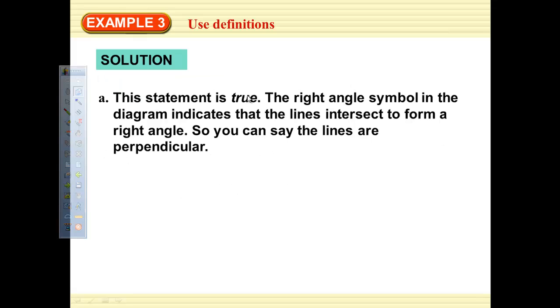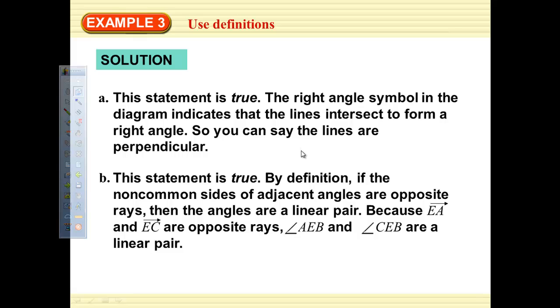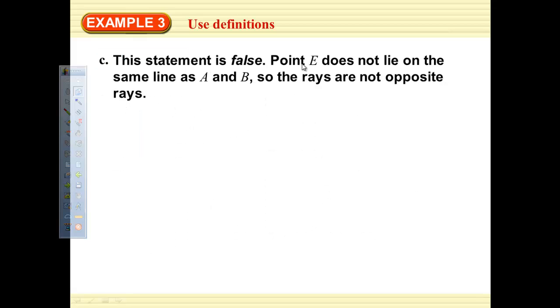We'll go over what the book says as well. The first one is true because the right angle symbol indicates the lines intersect to form a right angle, so they're perpendicular. For the second one, it says that the non-common sides of adjacent angles are opposite rays, so the angles form a linear pair. You could state that it's just the definition of a linear pair, or that linear pairs are supplementary. And for the last one, it's false again because E does not lie on the same line as A and B, or that E is not between A and B, so they're not opposite rays.